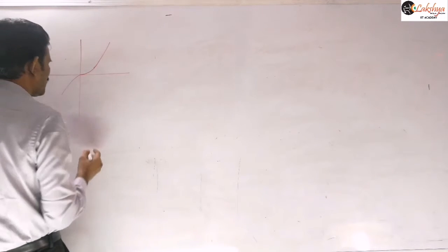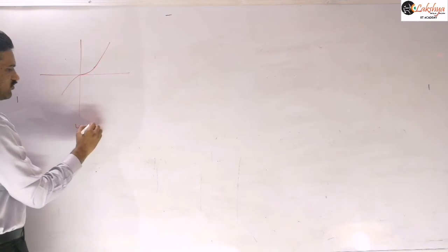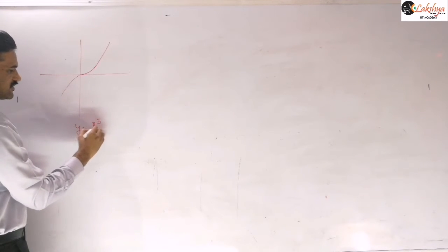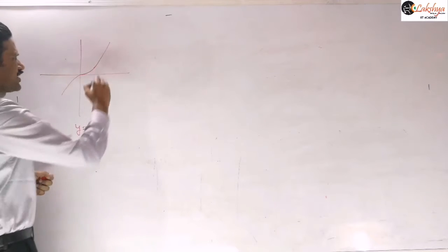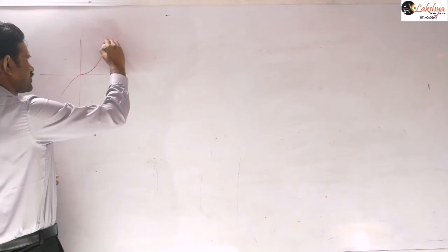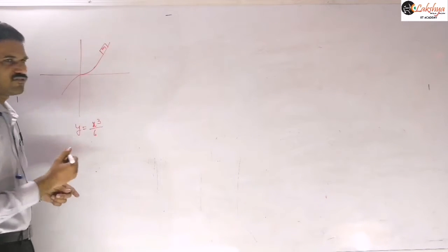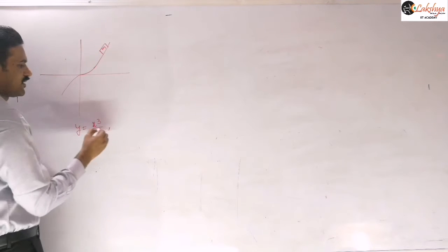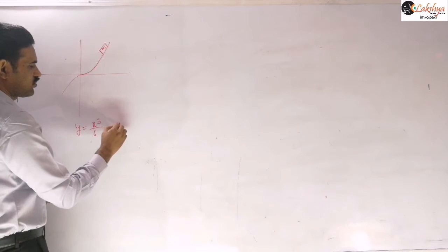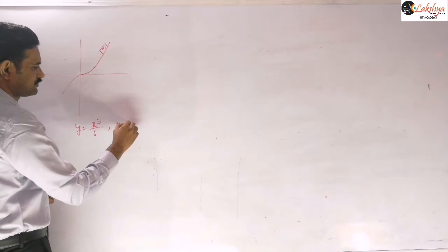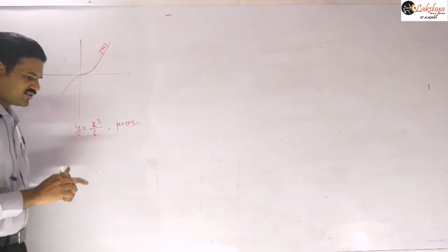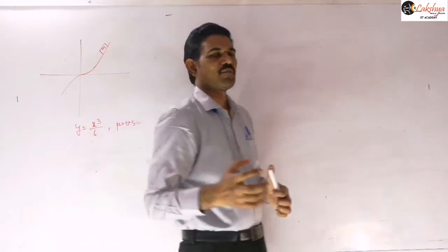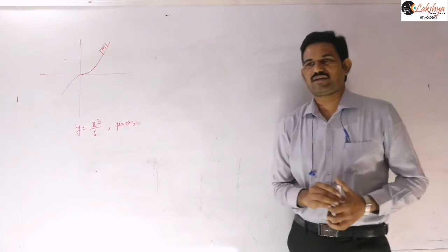I am taking the equation of that curved surface as y is equal to x cube by 6. A block of mass m is placed at some height here, and I am taking the coefficient of friction as 0.5. Now our question is to find at what maximum height we can place this object at rest.